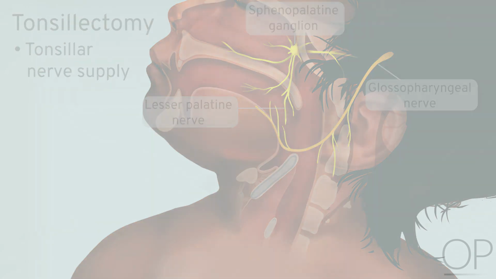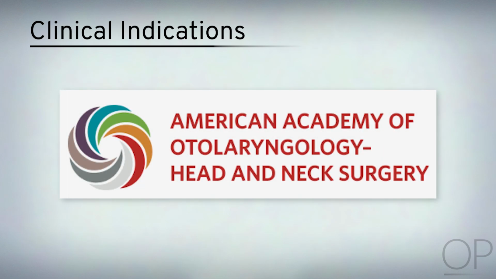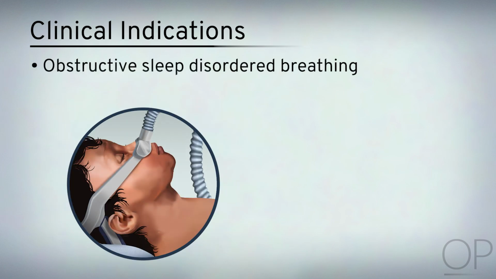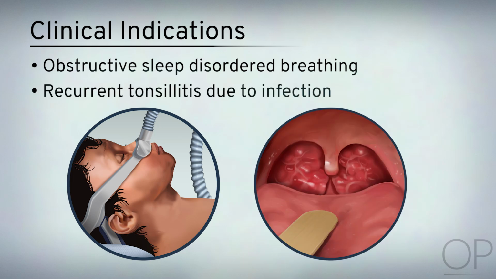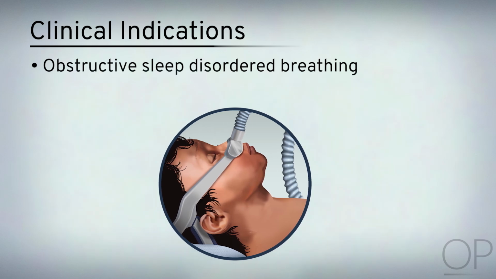the procedure. The most recent clinical practice guidelines regarding tonsillectomy in children are published by the American Academy of Otolaryngology Head and Neck Surgery Foundation. The two most common clinical indications for tonsillectomy and/or adenoidectomy are airway obstruction resulting in obstructive sleep-disordered breathing and recurrent tonsillitis due to infection. History and physical examination can be used to diagnose sleep-disordered breathing, with obstructive sleep apnea on the severe end of the spectrum.